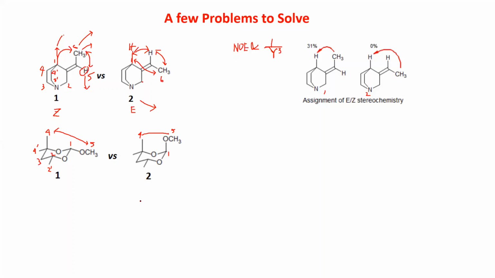1 and 5, sir. 1 and 5 are the same proximity. You don't have any change here, right? The distance here and distance here will be the same. This is equatorial and axial position for both the cases, so you don't see any change here. So which one do you think?